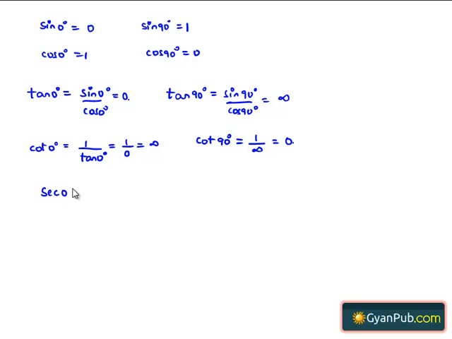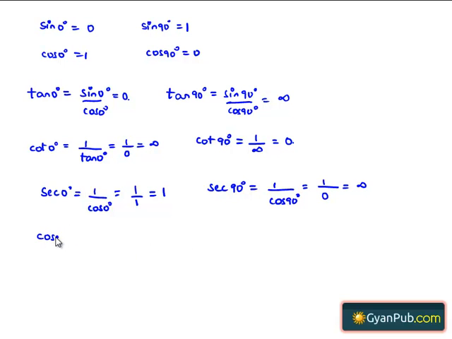Secant 0 degrees is equal to 1 by cos 0 degrees, that is nothing but 1 by 1, which is 1. Therefore, secant 0 is nothing but 1. Similarly, we get secant 90 degrees is equal to 1 by cos 90 degrees, and cos 90 is 0, so that is equal to infinity. Therefore, secant 90 is nothing but infinity.